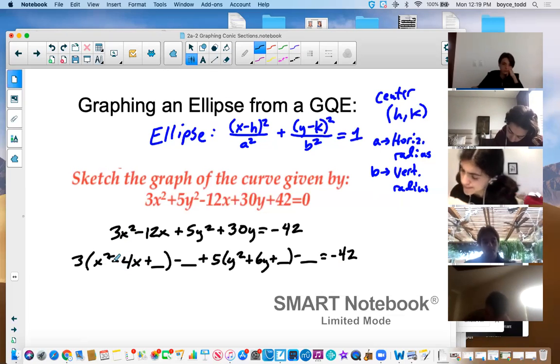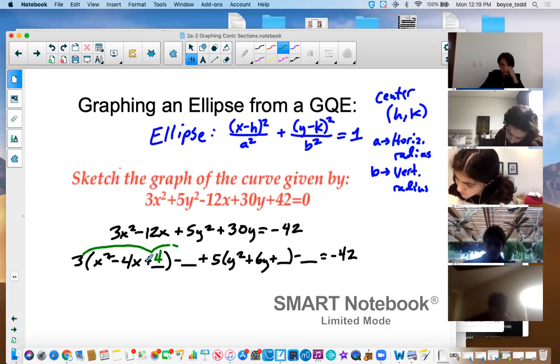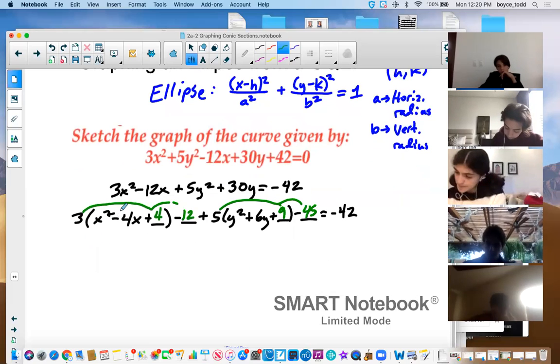Okay, so half of 4 is 2. 2 squared is 4. So I'm gonna add 4 here. Now remember, if you add 4, you need to subtract not just 4, 3 times 4. So that's going to be -12. Okay. Half of 6 is 3, squared is 9. I'm going to go ahead and multiply 5 times 9. I'm going to subtract 45. Okay, everybody with me so far? Any questions yet?